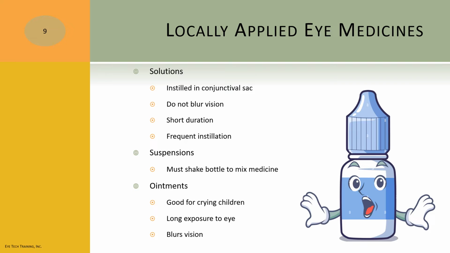There are three main ways that we deliver locally applied medications to our patients in the office. First are solutions. These do not blur the vision, but they have a short duration, so they require frequent instillation. Suspensions have two medications in the bottle, and you must shake the bottle to mix the medications before it's instilled. Ointments have a long exposure time to the eye, and they blur the vision. These are good for crying children because their tears will not dilute the ointment.